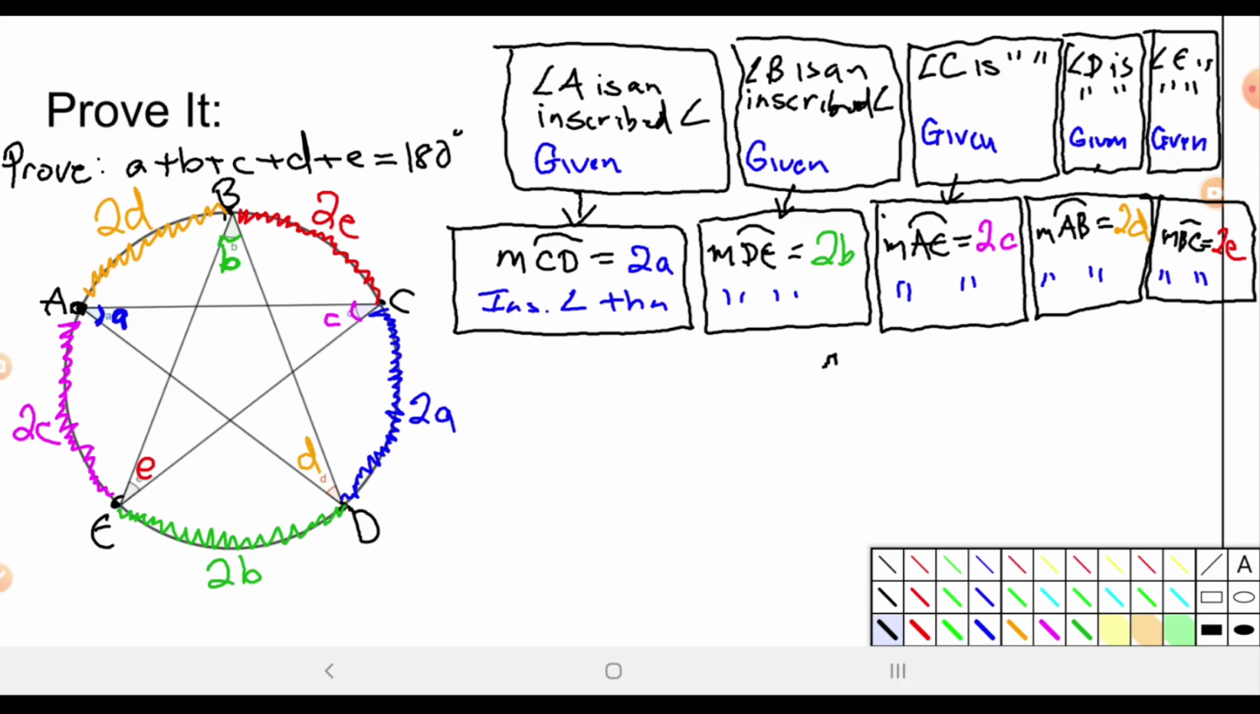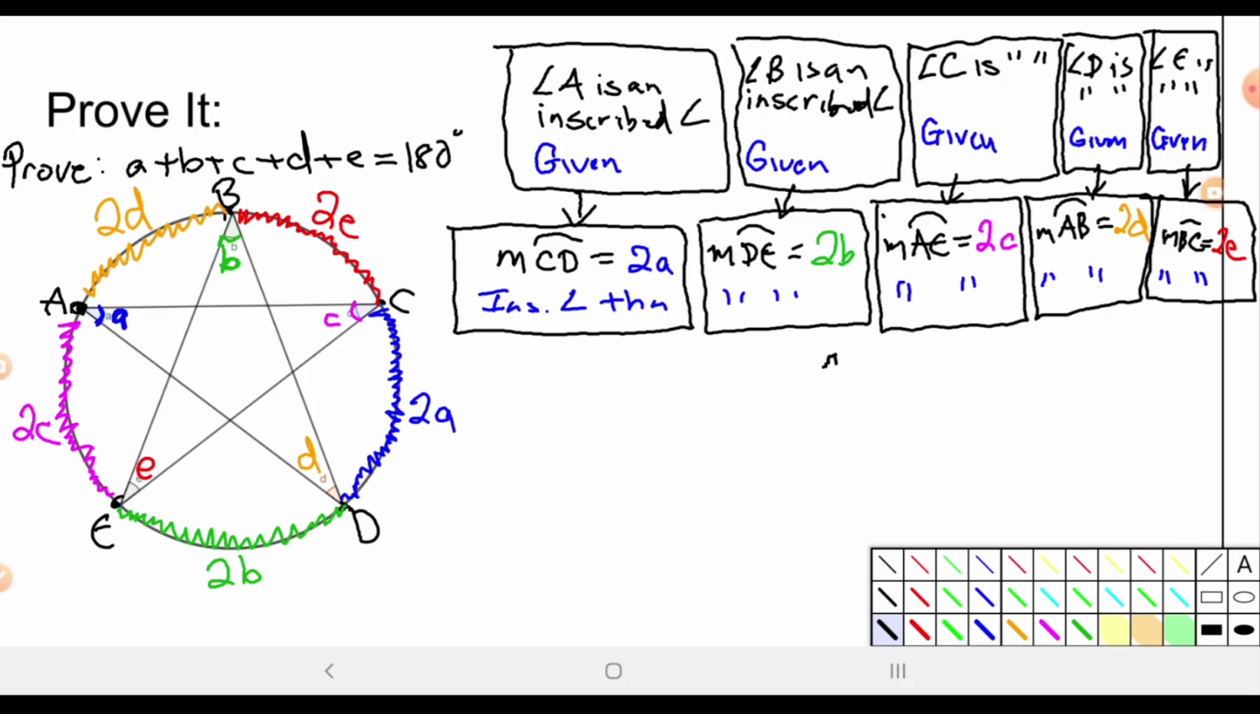Now, hopefully you see what happened here. Because each one of those were inscribed angles, we just doubled the angle to find the measure of the arc. Now you should see a relationship happen here. So I see that the blue arc and the green arc and the pink arc and the orange arc and the red arc together complete a circle.